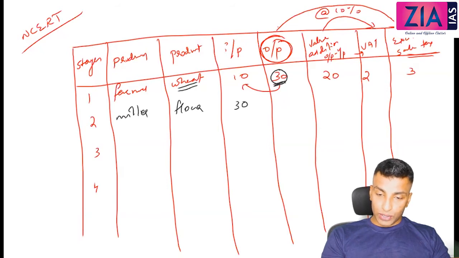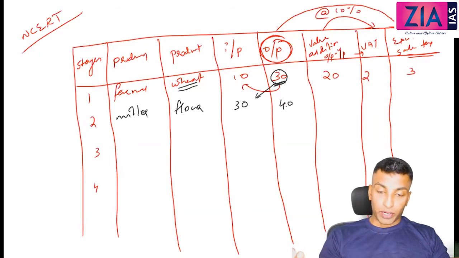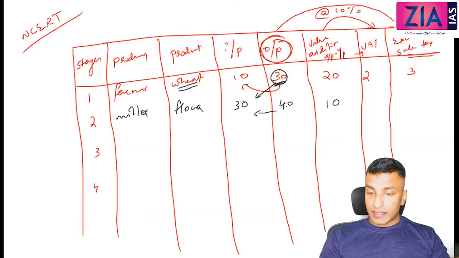I hope you understand. So this will be the cost, and suppose 40 is the price of the flour, the output. Then what is the value addition here? This difference is the value addition. What is that difference? That is 10 rupee. Okay, and if VAT is there, then what is the VAT? 10% upon 10, that is 1 rupee. But if you calculate excise, what will happen? It is upon output, so it will become 4.